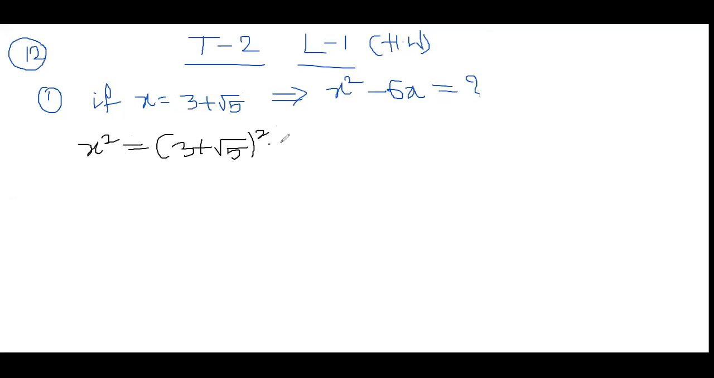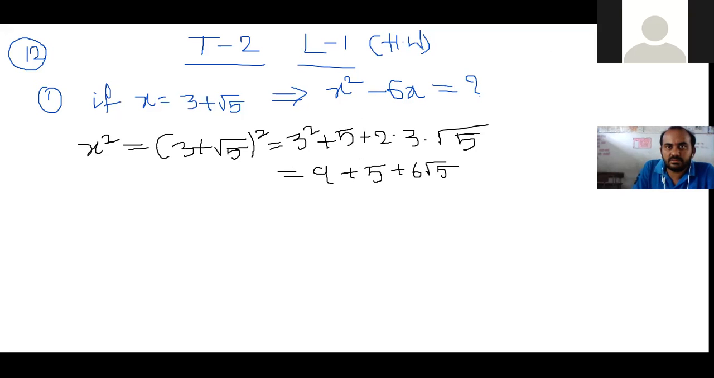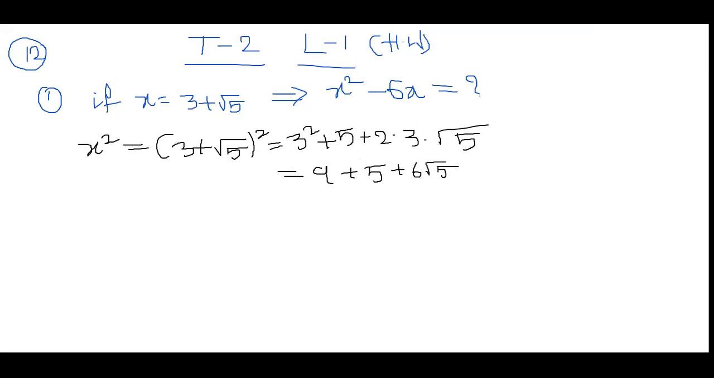whole square. Now if you solve this, what is the formula? (a plus b) whole square. That is 3 square plus root 5 square, which becomes 5, plus 2 into 3 into root 5, that is 2ab. Yes, and this is 9 plus 5 plus 6 root 5, so this is 14 plus 6 root 5. Now my x squared value is this much.